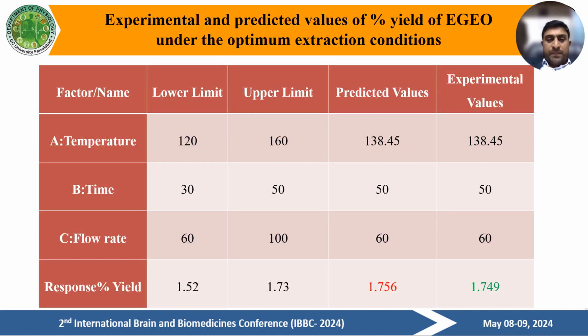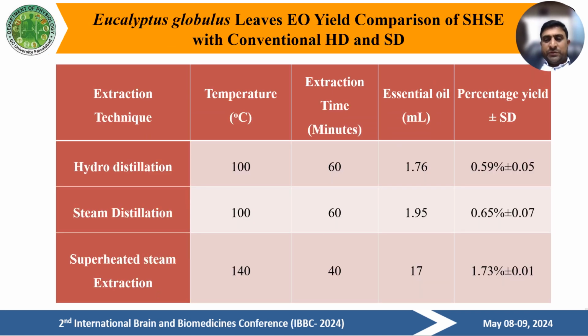yield decreased. So, the experimental and predicted values of the percentage of Eucalyptus globulus essential oil under optimized conditions show that the predicted value by the software, at 138.45 degrees, 50 minutes, and 60 flow rate, will be 1.756%, and the experimental value was 1.749%. That is very close to the predicted value, and shows the credibility of our results and experimental results.